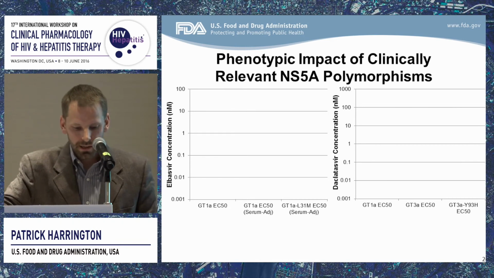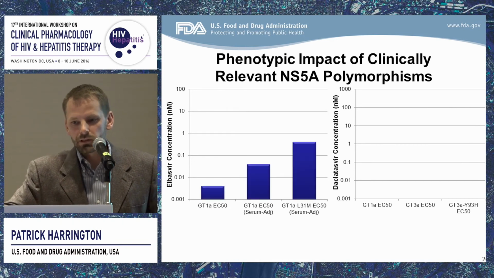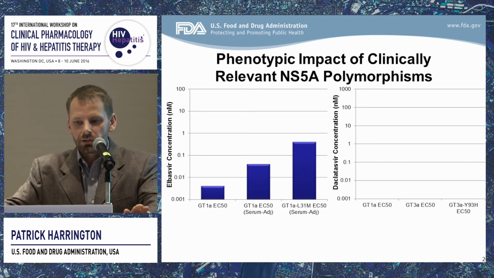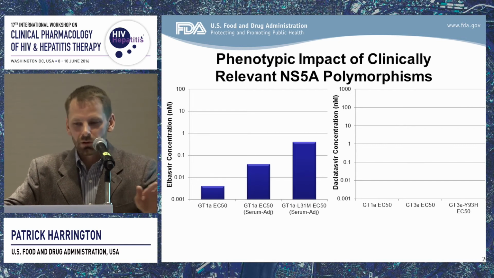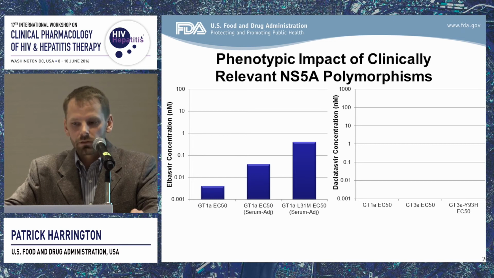So to put this into a pharmacodynamics perspective, this is what the EC50 values look like for Elbasvir. In a wild-type genotype 1A replicon, we're talking about single-digit picomolar activity. It's just a ridiculously potent drug, like a lot of other approved NS5A inhibitors. There is a little bit of a serum adjustment factor that should probably be accounted for with Elbasvir.